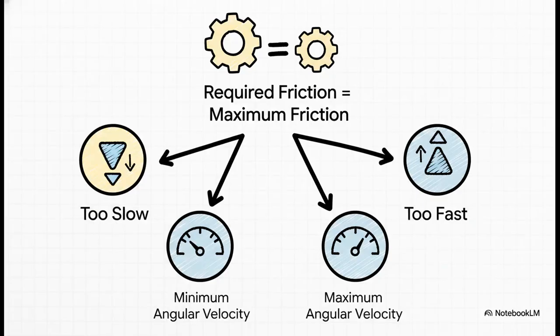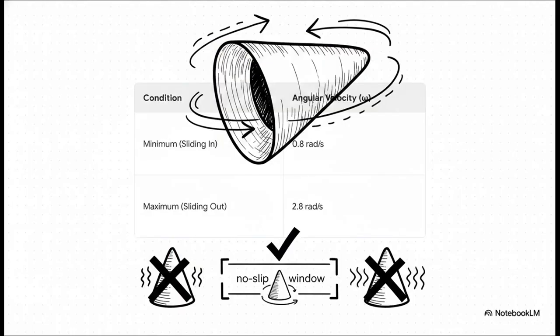So our strategy is simple. We're going to find those two edge cases. We'll set the required friction equal to its maximum possible value, μk times N. We'll do it once for the too slow case, where friction points up the incline. That'll give us our minimum omega. Then we'll do it again for the too fast case, where friction points down, and that'll give us our maximum omega. And when we run the numbers for those two scenarios, here's the window we get.